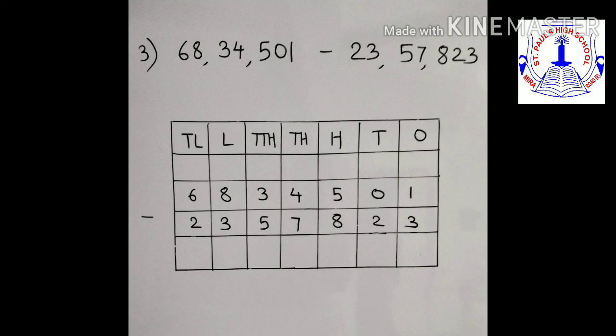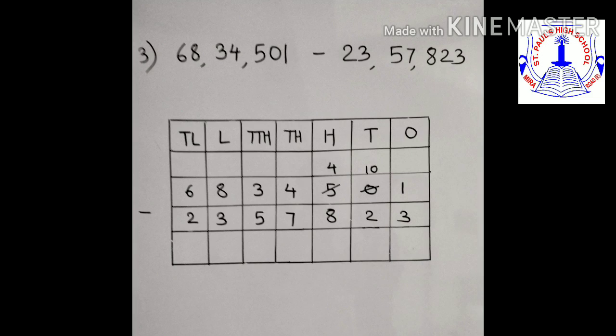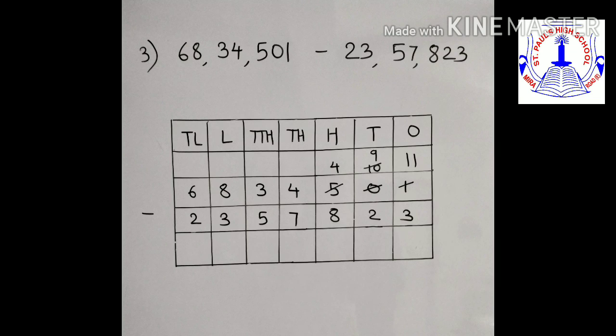So we have to go to the hundreds place. But when we borrow 1 from the hundreds place, we cannot directly give it to the ones place. We have to give it to the tens place. So when we borrow 1 from the hundreds place, 5 will reduce to 4 and in the tens place 0 will become 10. Now you can borrow from the tens place. So 10 will reduce to 9 and in the ones place 1 will become 11.